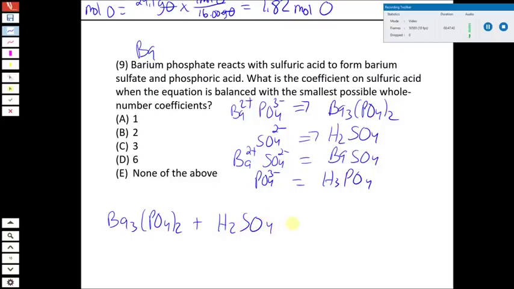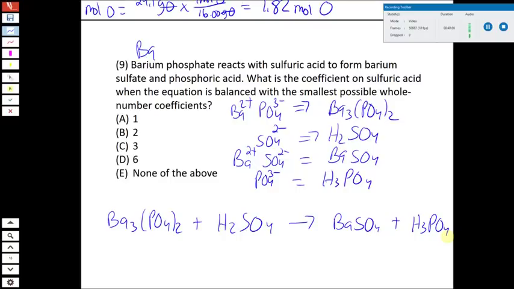This is not the type of equation where you'd be able to easily predict the products. It's a weird acid-base reaction, but not one of the typical ones that we deal with. But we told you here that the products are barium sulfate and phosphoric acid. And then we just have to add coefficients to make sure that the elements on both sides are equal.